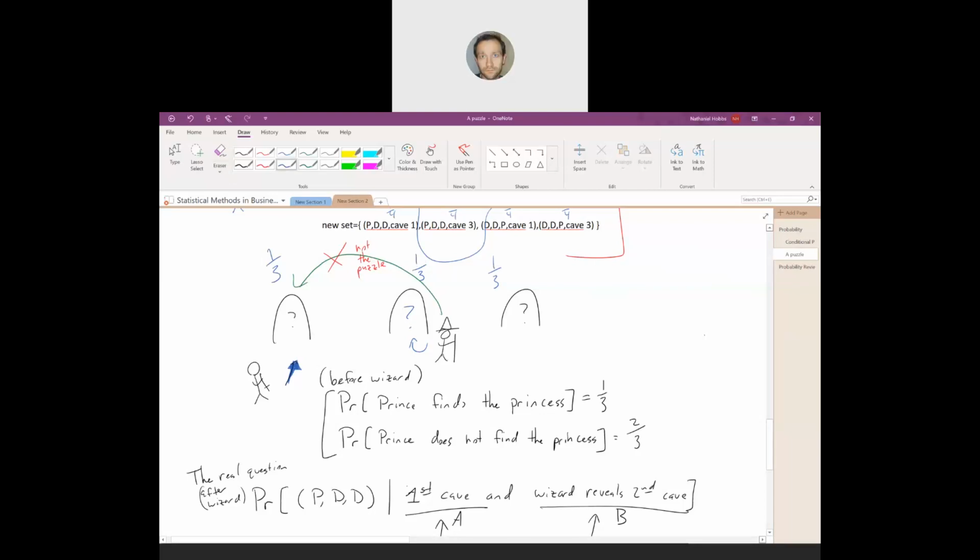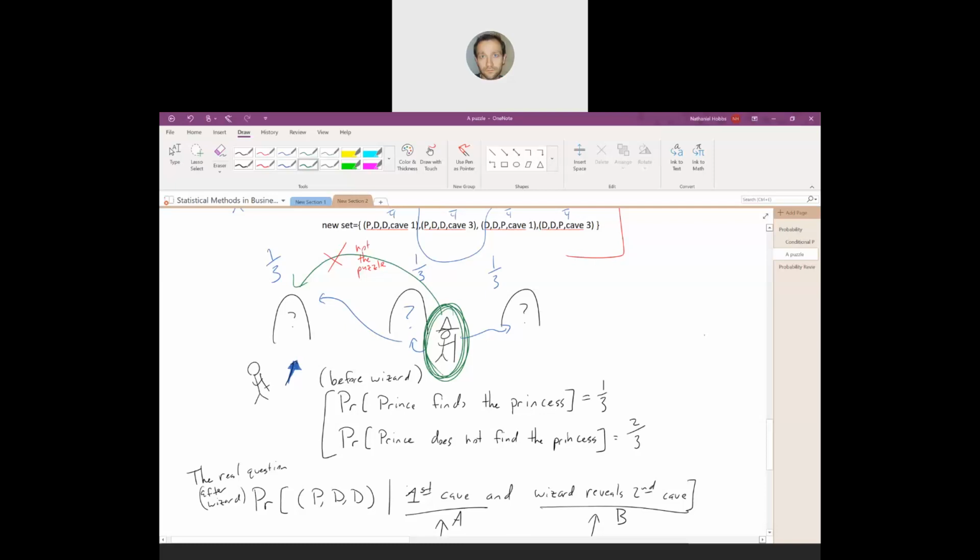You're saying that the wizard could reveal this one with 1/3, or the wizard could reveal the second one, or the third cave. If the wizard starts to enter the cave, he doesn't know where the dragon is, right? I'm not talking about the knight. Right now I'm talking about the wizard.